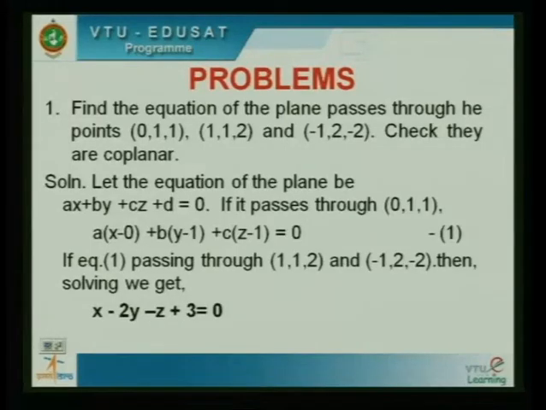Now we shall take the first problem. Find the equation of the plane which passes through the points (0, 1, 1), (1, 1, 2) and (-1, -2), and check they are coplanar. What we do here is, in the one point form, first we represent the plane with x, y, z, then we allow that equation to pass through the first, second and third points, and you will get two equations in terms of a, b, c. Then by the cross multiplication method, you find the values of a, b, c as x divided by determinant equal to y divided by determinant equal to z divided by determinant. By that you get the coefficients, and the equation of the plane simplifies to x - 2y - z + 3 = 0.